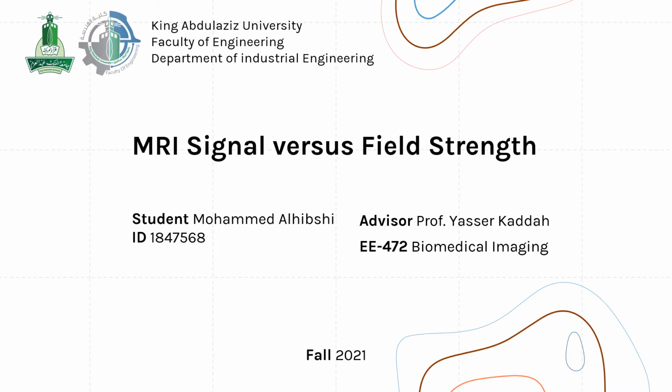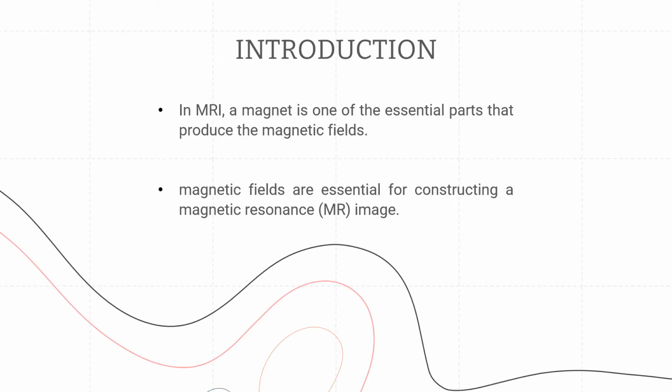Today I will present the MRI signal versus the magnetic field strength, to see the effect of the magnetic field strength on the MRI signal. In MRI, a magnet is one of the essential parts that produces the magnetic field, which is an important element that plays a significant role in the MRI signal. And magnetic fields are essential for constructing magnetic resonance images.